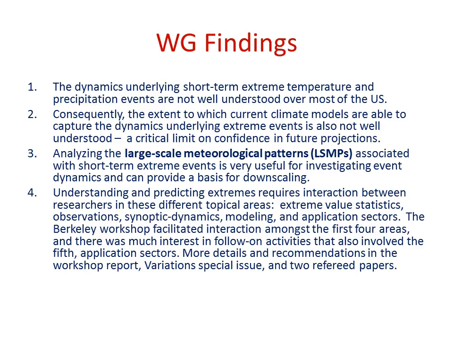I apologize for the wordiness of this slide. This is a big picture view of the findings of the working group, and then we'll break that down into probably more detail than you want. So, 4 points. One is that the dynamics underlying these short-term extreme events, both temperature and precipitation, are not well understood for most of the U.S. In some limited areas we have some pretty good ideas, but broadly speaking, we don't have a great understanding of the dynamics underlying these events. Point 2, consequently, we don't have a great sense of how well the current climate models are able to capture these dynamics.